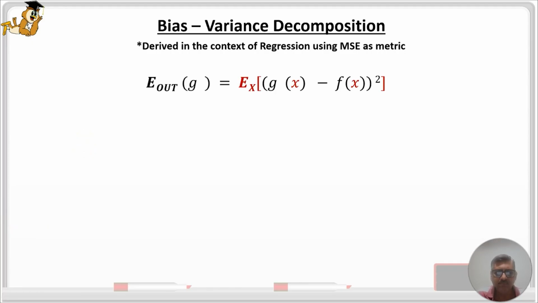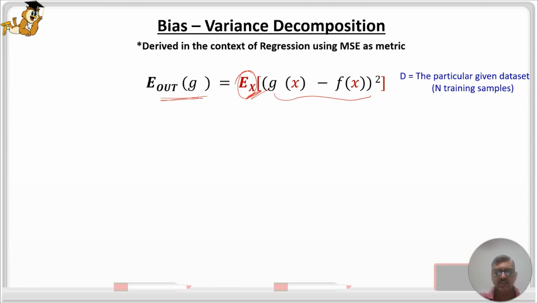Okay. So, Eout, or out of sample error for a particular final hypothesis g, is equal to Ex, that is the expectation over x, that is the input space, of g(x) minus f(x), the whole square. I said mean square error. This is the square error, and expectation over x is essentially the mean square error, right? Because you are averaging over the entire input space. So this is Eout for the particular final hypothesis that your learning algorithm gave you.